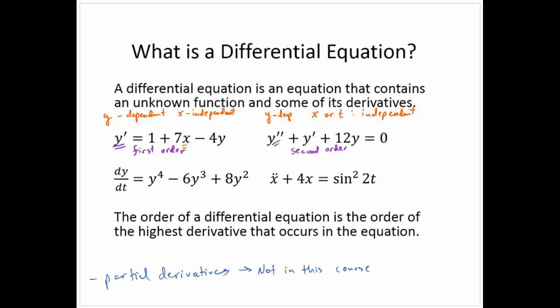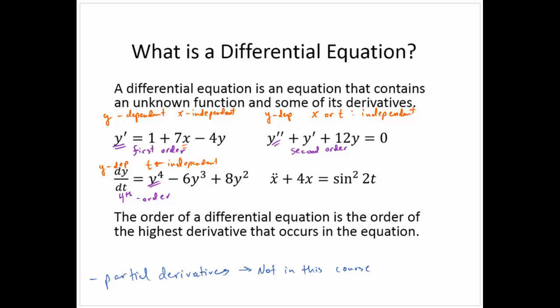In the third example, dy dt is y to the fourth minus 6y cubed plus 8y squared. So dy dt, y is the dependent variable again, but since it's with respect to t, t is the independent variable. Looking at the order, this is a fourth order differential equation.